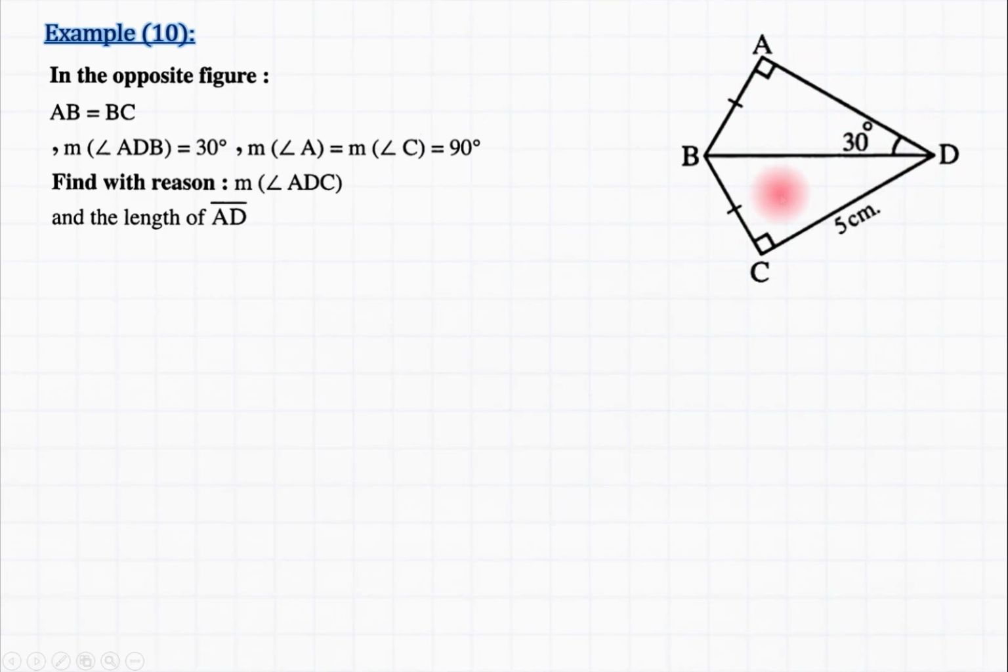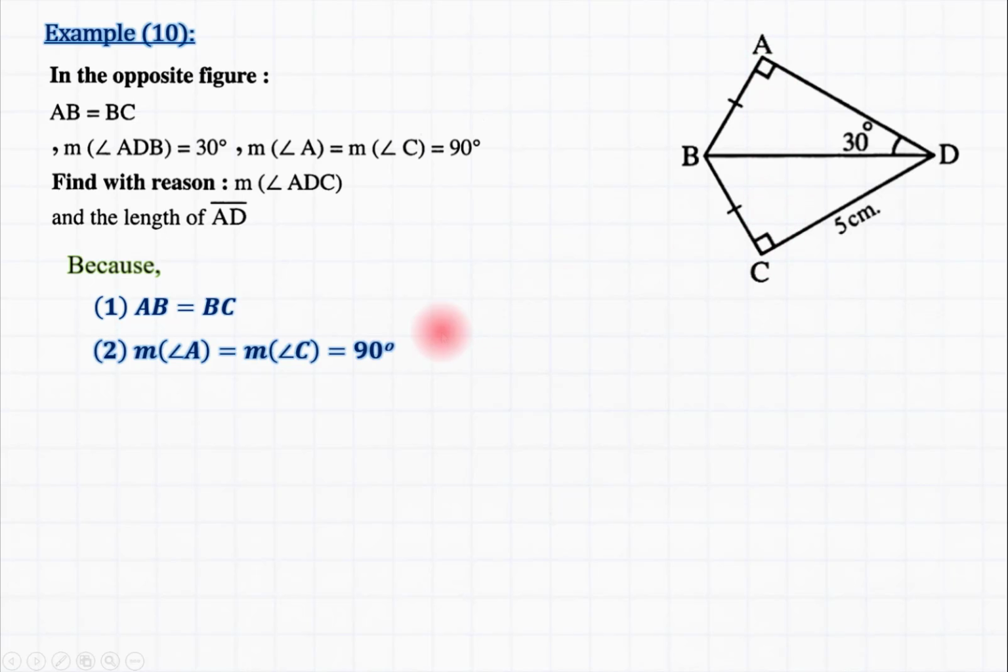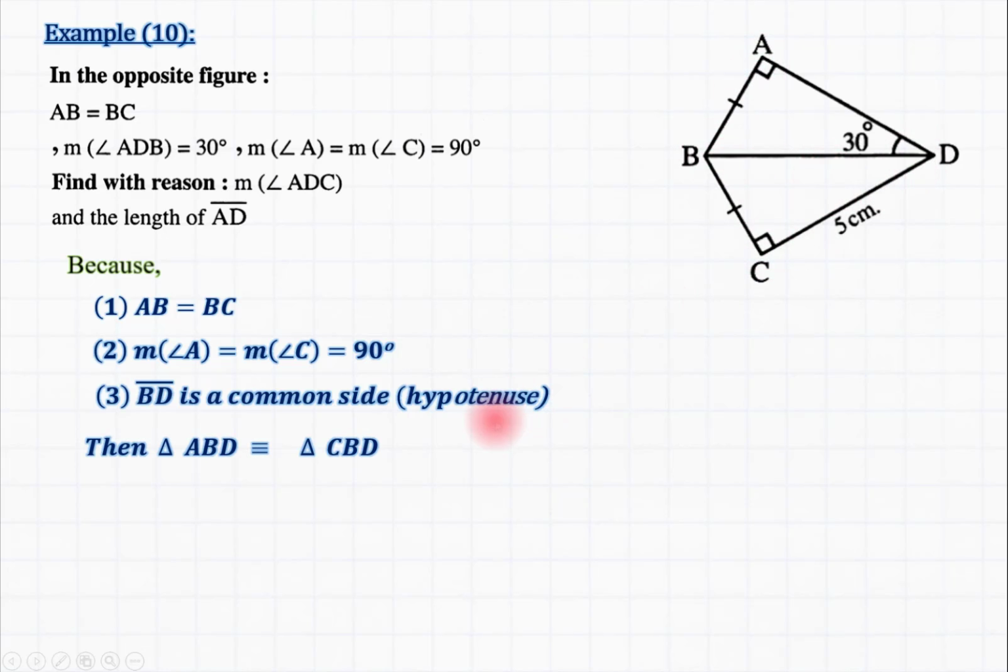First, we must prove these two triangles are congruent to find the missing sides and the missing angles. We have AB equal BC as a side, and we have measure of angle A equals measure of angle C equals 90 degrees, and we have BD as the common side, or common hypotenuse, between these two triangles. Therefore, triangle ABD is congruent to triangle CBD because RHS, or right angle, hypotenuse and side.